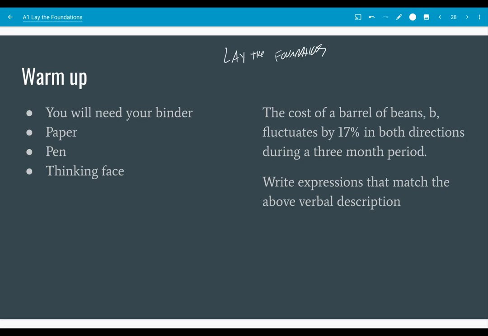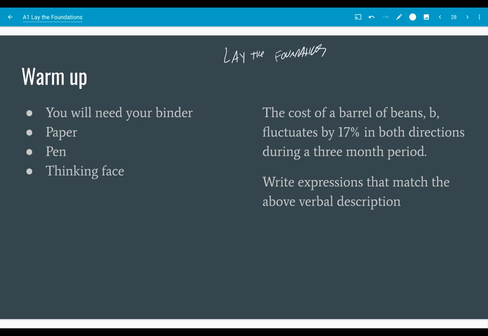The cost of a barrel of beans B fluctuates by 17% in both directions during a 3-month period. Write expressions that match the above verbal description. So follow the SIFTER method: pull out the given information, write what the question is asking, write down any formulas you need, or any formulas you need to derive, and then try to solve something.